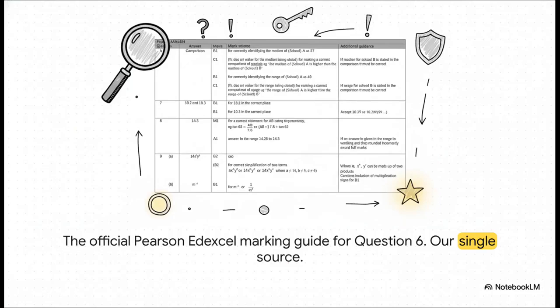Now, instead of just guessing what an examiner wants, let's go straight to the source. Let's look at the official instructions they're given. This is the mark scheme for our question. It tells us, word for word, how to get every single point. This isn't a guess, this is the exact blueprint for a perfect answer.